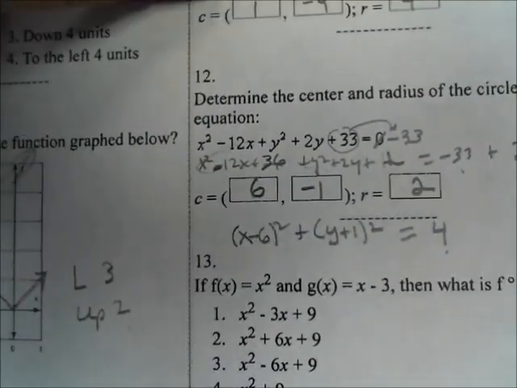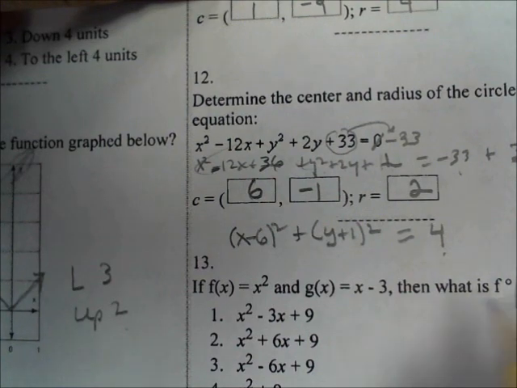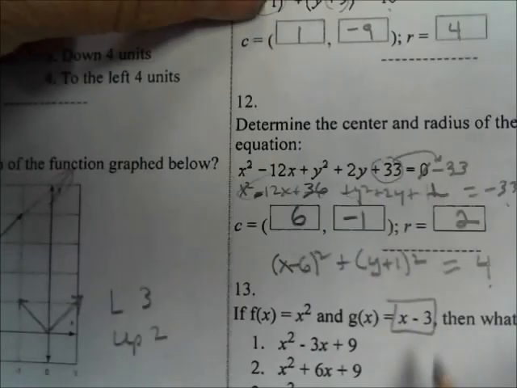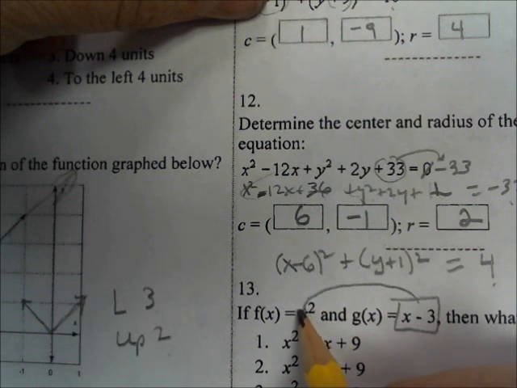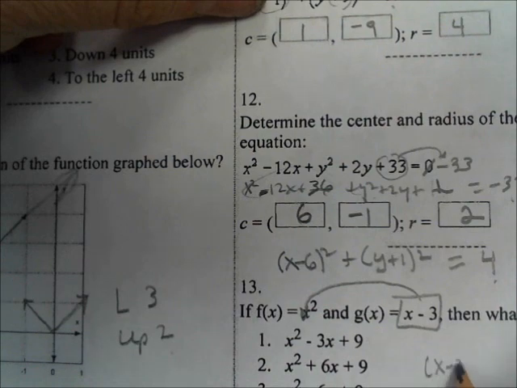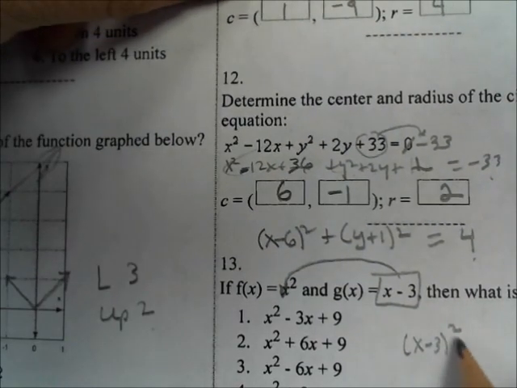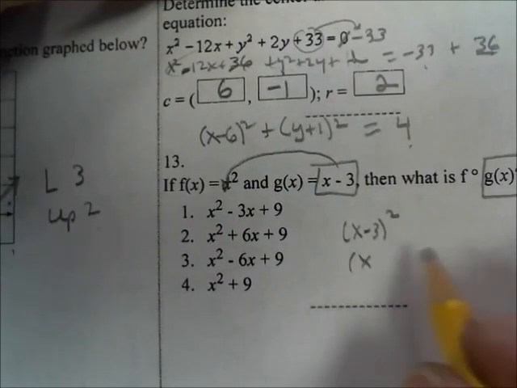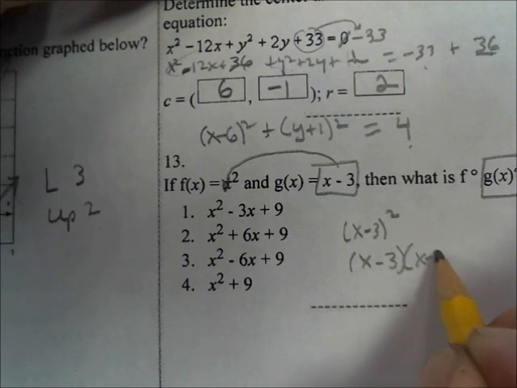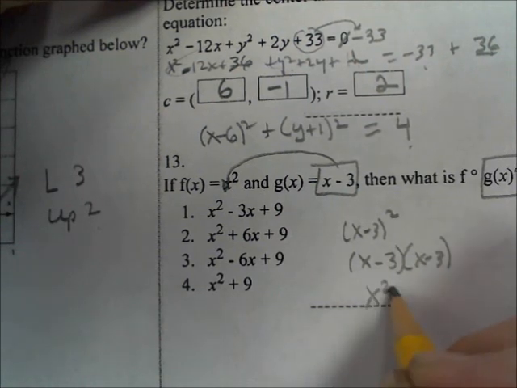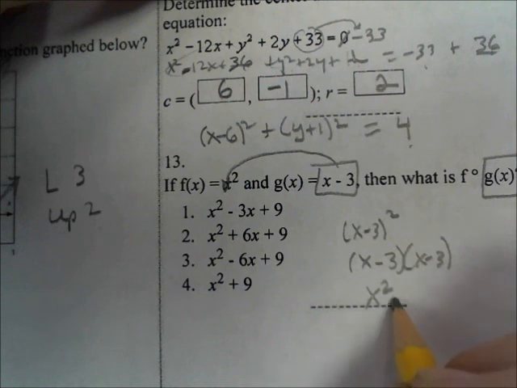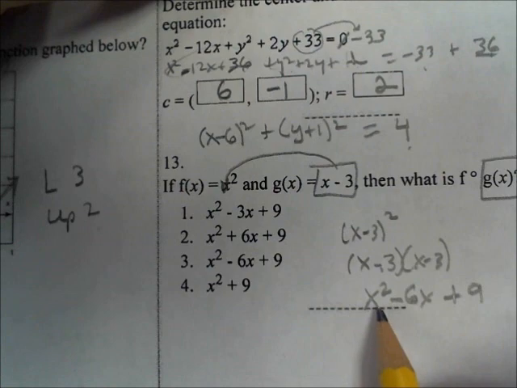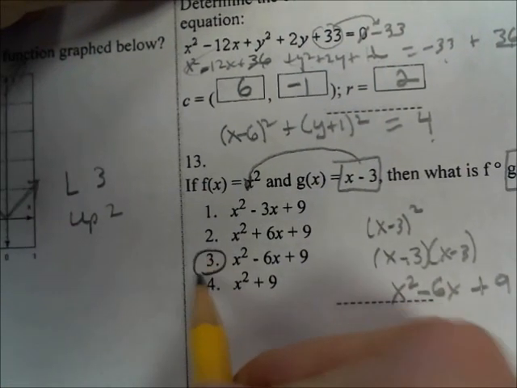And then the last one, f of g of x, you're going to take the g of x, which is x minus 3, and put it in place of this x right here that's in f. So instead of x squared, it's going to be x minus 3 squared. And since we never distribute the exponent through a binomial, we know that this is a FOIL of x minus 3 times x minus 3. So if you FOIL that, you get x squared minus 3x is minus 6x. Negative 3 times negative 3 is positive 9. X squared minus 6x plus 9, option 3 will be the answer.